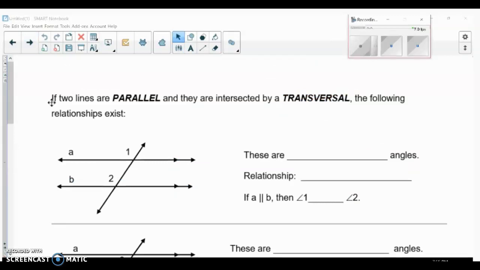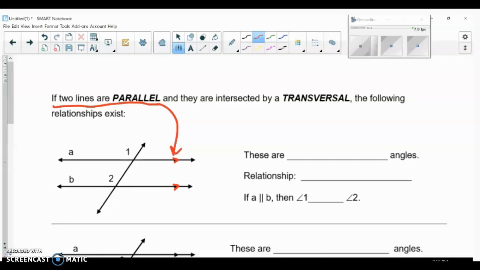Okay, so there are two main relationships when you have parallel lines. Parallel lines, in case you don't remember, are basically two lines that just go alongside each other and they never intersect each other. So think of railroad tracks. Railroad tracks are made of parallel lines and they have these little arrows on them to show you that they're parallel. That's an important symbol to recognize and to realize what those mean, because you'll see lines labeled on the SOL like that.